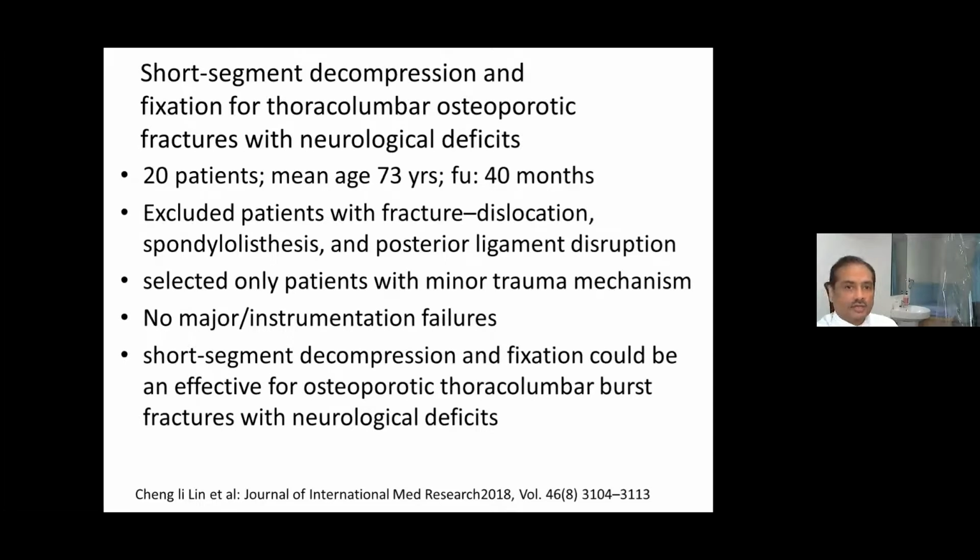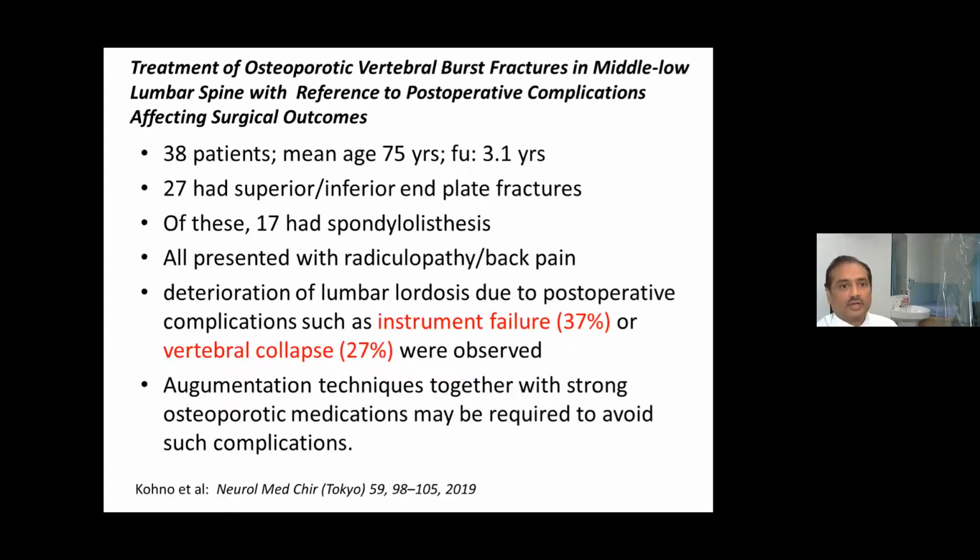Even in patients who have a thoracolumbar fracture with neurological deficit, a few studies have shown this, one being a study by Cheng et al. with 20 patients with a follow-up of 40 months. Though major ligamentous disruptions or major dislocations were excluded, in these patients short segment fixation was found to be very helpful. However, in patients with low lumbar fractures, the complication rate is quite high compared to thoracic fractures, because the support of the thoracic cage is lost.